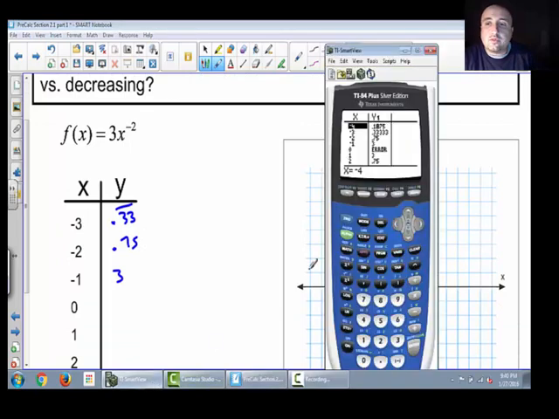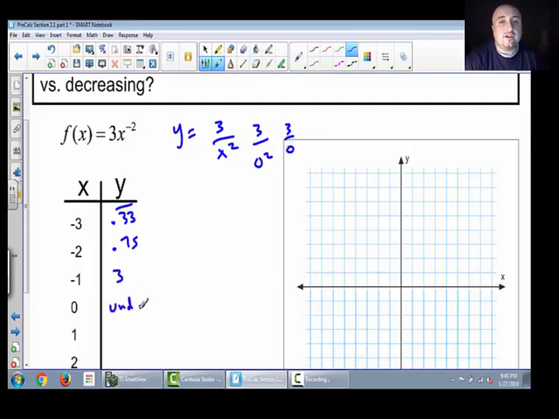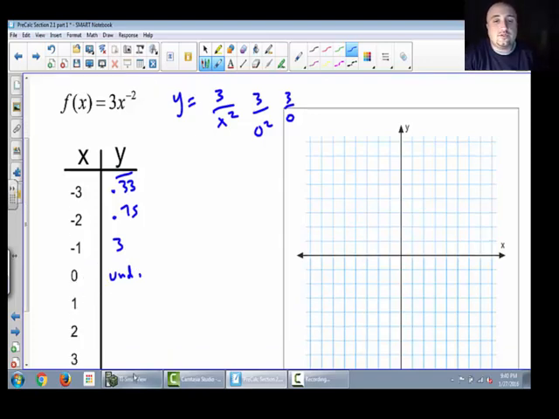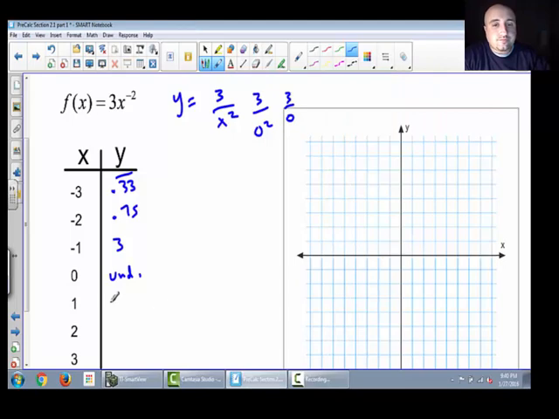0, what do we get when we plug in 0? 0 is an error. Remember, this is equal to y equals 3 over x squared. Remember, negatives go to the bottom. So if I plug in 0 for x, that's 3 over 0 squared, which is 3 over 0, which is undefined. So 0 is going to be undefined. All right, let's see what 1 is equal to. See if this is symmetrical. 1 is equal to 3. So it is symmetrical. So 0.75 and 0.33 repeating.